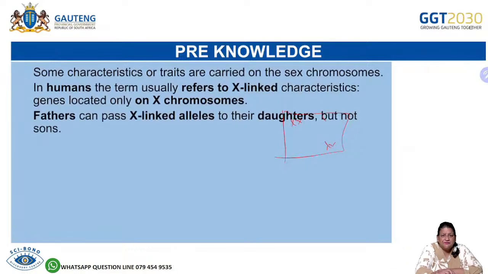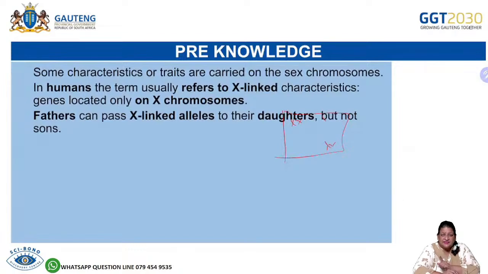Now, the father cannot pass his Y chromosome to the daughter, because then that will become a son. So only sons and son-in-laws and fathers and father-in-laws and grandfathers have a Y chromosome. The males have a Y chromosome. So the Y chromosome can only come from the father, not from the mother. So if one parent donates one allele and it's a son, that means the father donates the Y chromosome to the son. That means the X chromosome is coming from the mother.